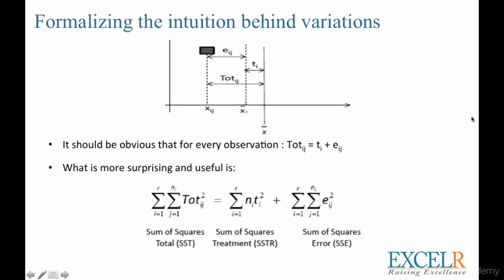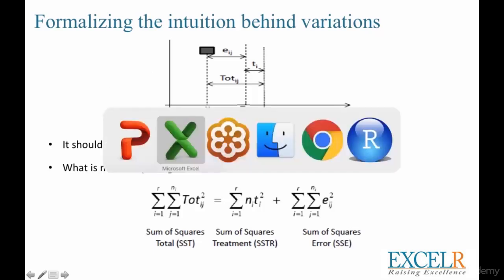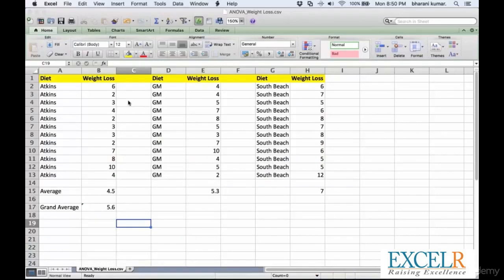Now let us understand the math part behind the scenes. Now here, Xij, what is this? I'll explain this using this diet program here. So there are 3 diet programs. I would say Atkins diet program is your X1, GM diet program is X2, and South Beach diet program is X3.